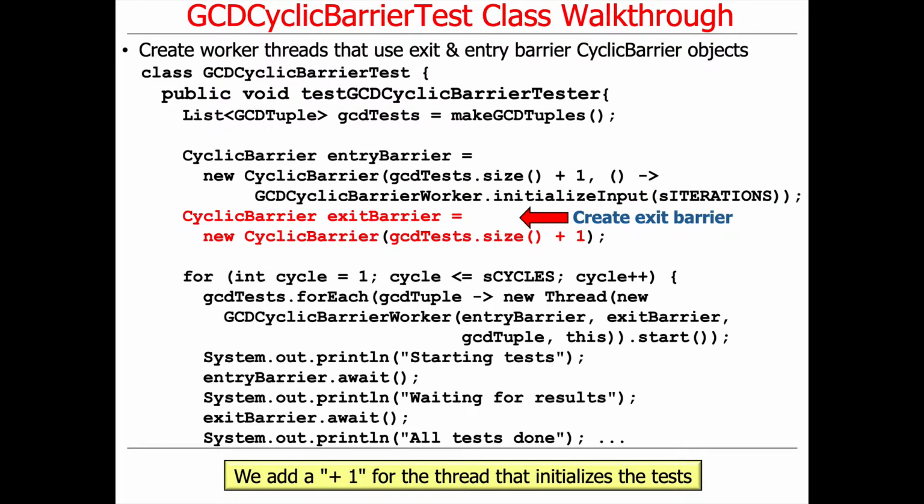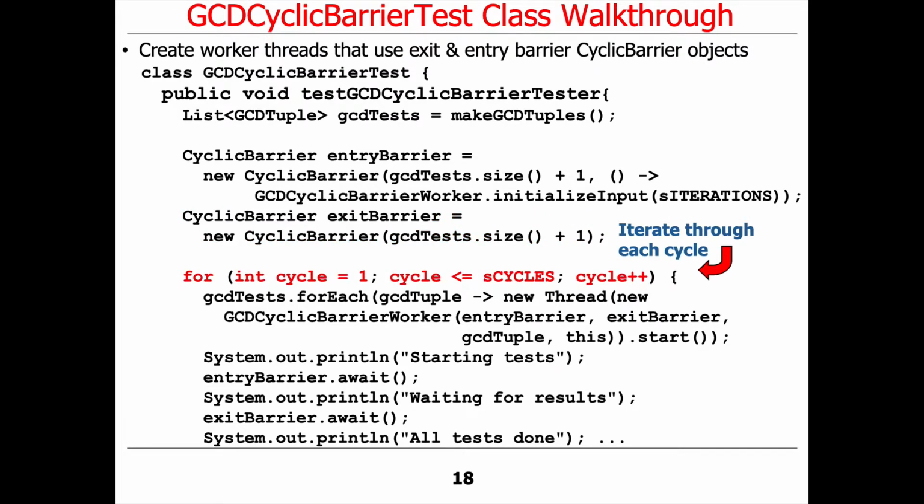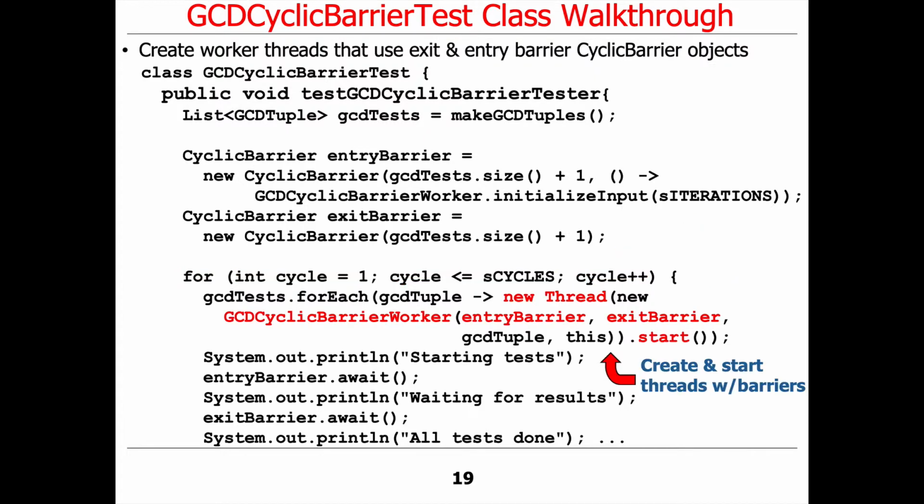We then go ahead and create an exit barrier. This is also a cyclic barrier, which again has a plus 1 for the thread that initializes the tests, in addition to the number of tests we're running, which in this case is 4. We then go ahead and run a loop that iterates through each cycle. Each time through, we go ahead and start a new thread so that all the threads are up and running. Then we go ahead and prepare to start the tests. And these tests, of course, will run each of the different GCD algorithms.